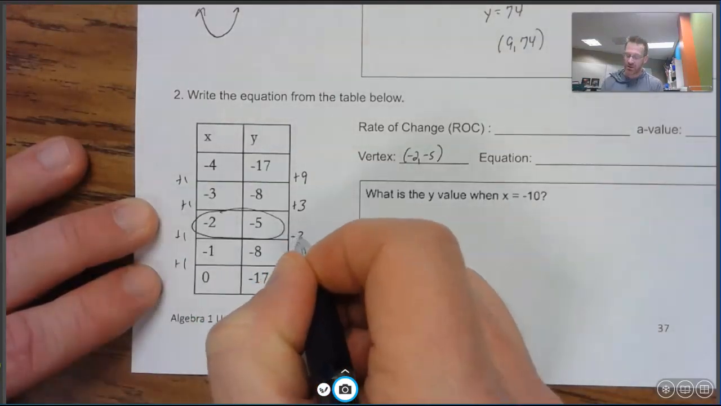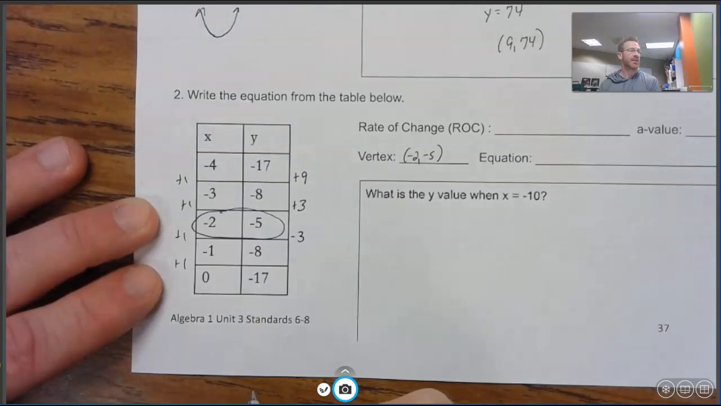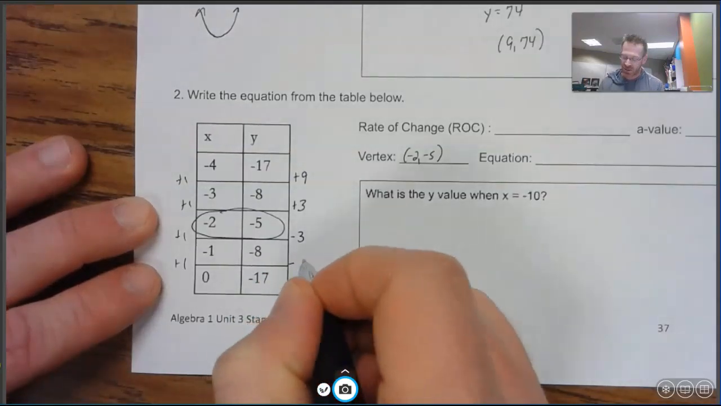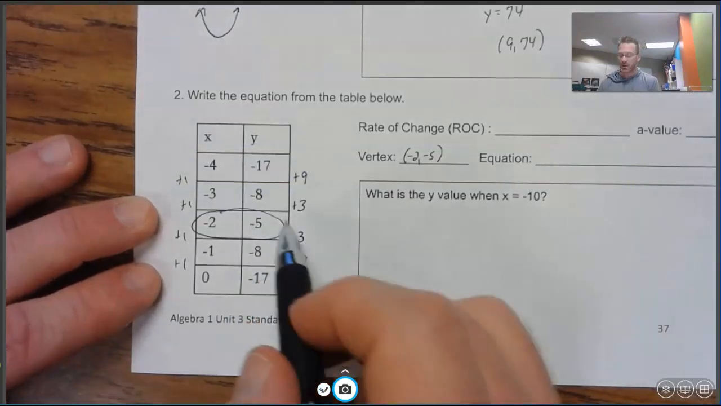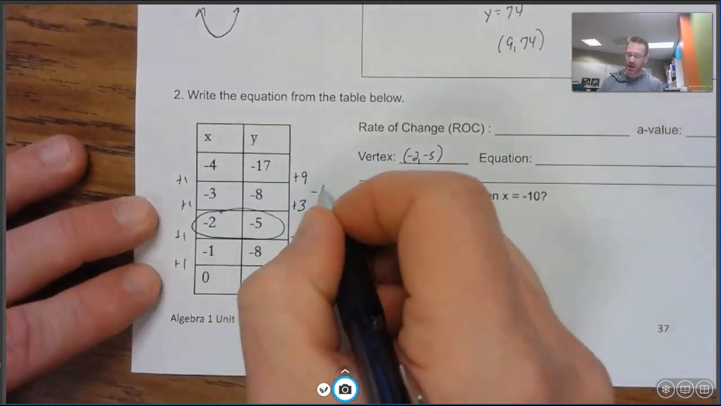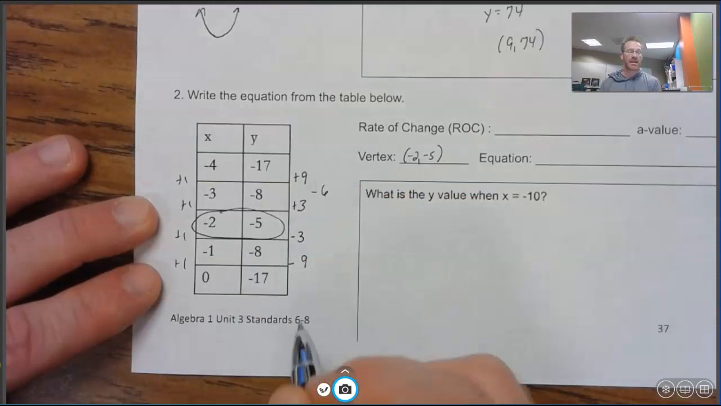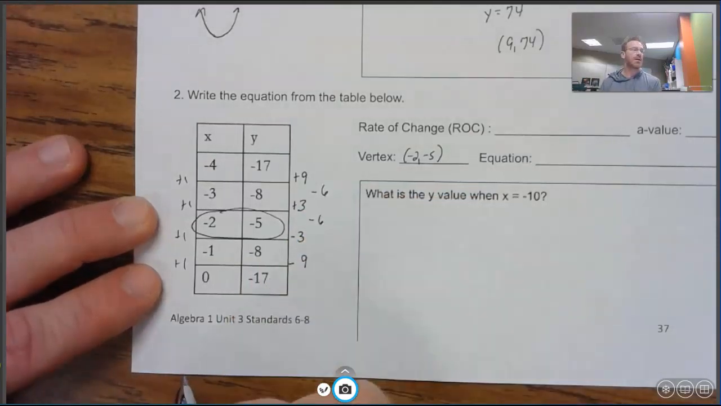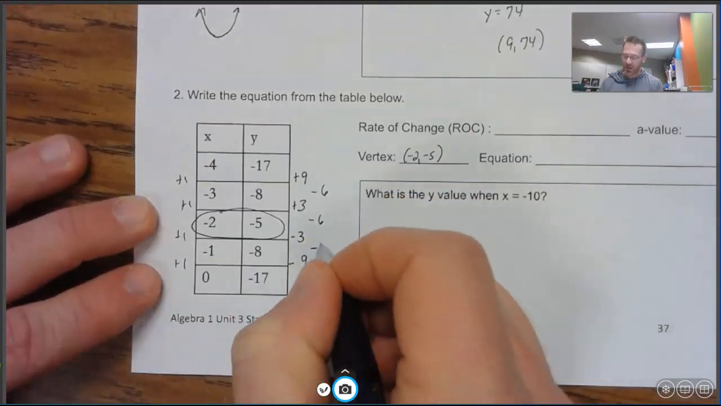Now I've changed directions. Now I'm going down 3. -8 to -17, I've changed direction. I'm going down 9. Now let's look at the pattern in our rates of change, right? 9 to 3, I go down 6. 3 to -3, I go down 6. -3 to -9, I go down 6.